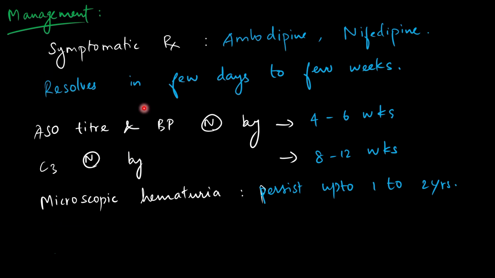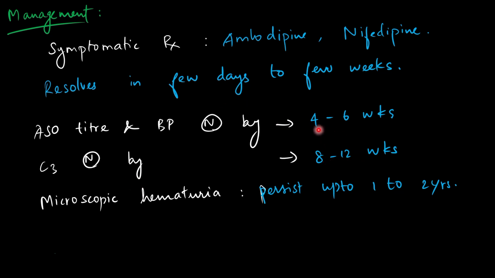Since we have seen that the child will come with hypertension in the first slide, we should treat that hypertension with calcium channel blockers like amlodipine and nifedipine, and the disease resolves itself within few days to few weeks. And normally the ASO titer and BP will become normal by 4 to 6 weeks, and C3 will become normal by 8 to 12 weeks.